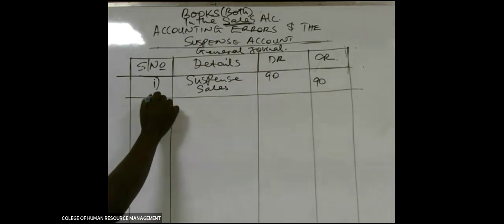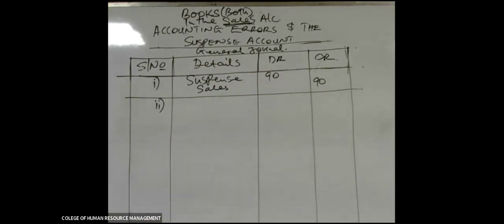Number 2. Error number 2, question number 3. The purchases account had been overcast by that 24,000. The purchases account had been overcast by 24,000.